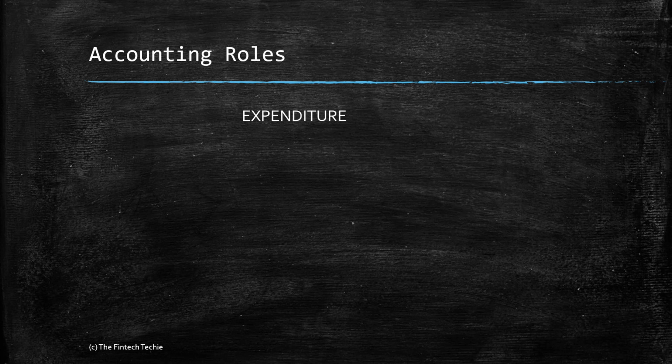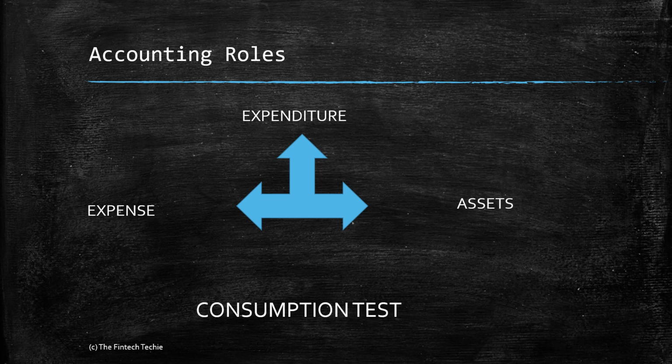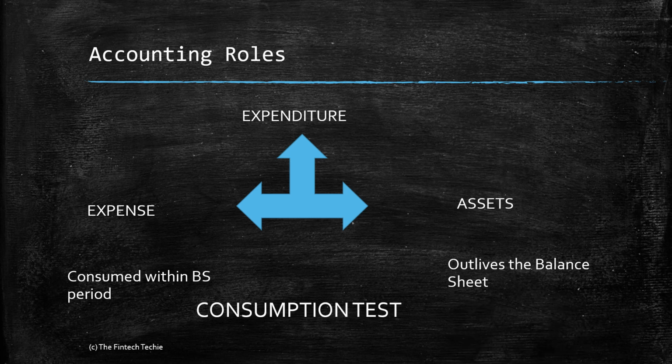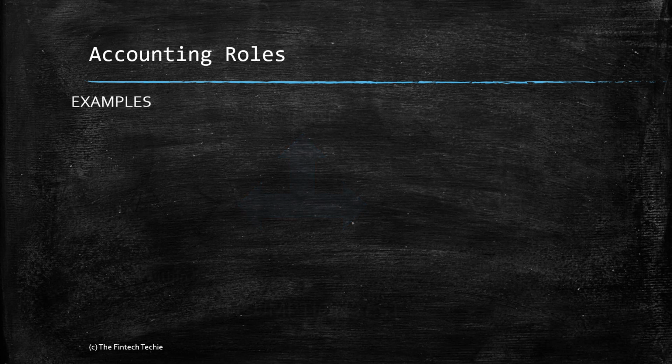Similarly, all expenditure which a bank makes can be classified as an expense or an asset. Now, when do I know that an expenditure is an expense or an asset? So we apply what is known as the consumption test. If what you have bought is consumed within the balance sheet period, we can call it an expense. If you buy something the purpose of which outlives the balance sheet period, it is known as an asset.